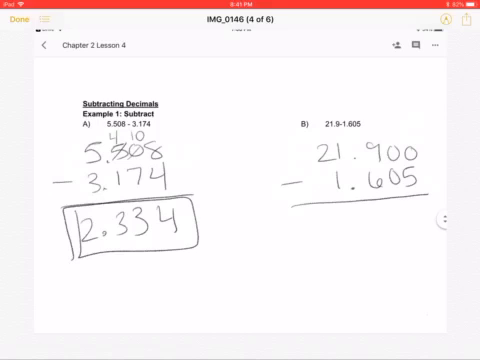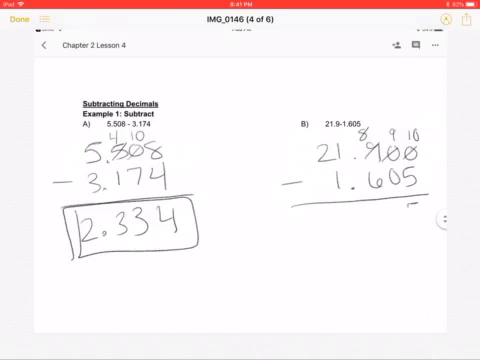So 0 minus 5 we can't do. So we want to borrow, which we can't borrow from that 0. So we want to borrow from a 9. This turns into an 8. This will turn into a 9, and this will be a 10.